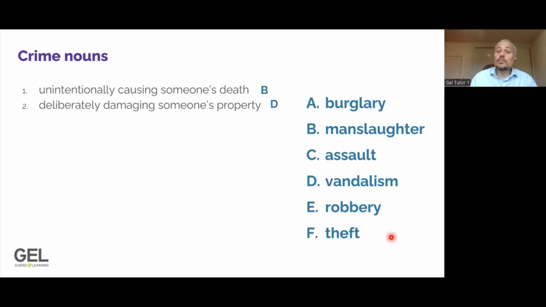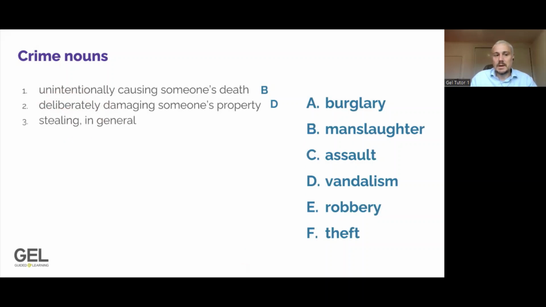Vandalism could be writing or drawing on someone's private property or on public property. We sometimes see graffiti, which is a type of art or drawing, on walls in cities. This is vandalism. Deliberately is the opposite of unintentionally. If we do something deliberately, we mean to do this thing.